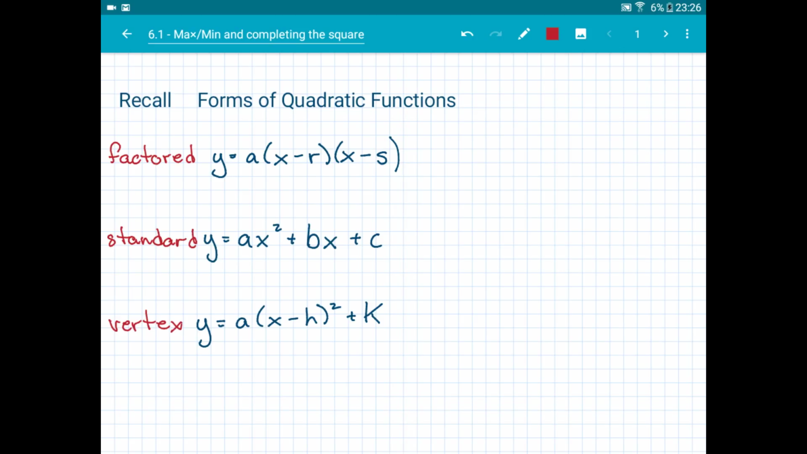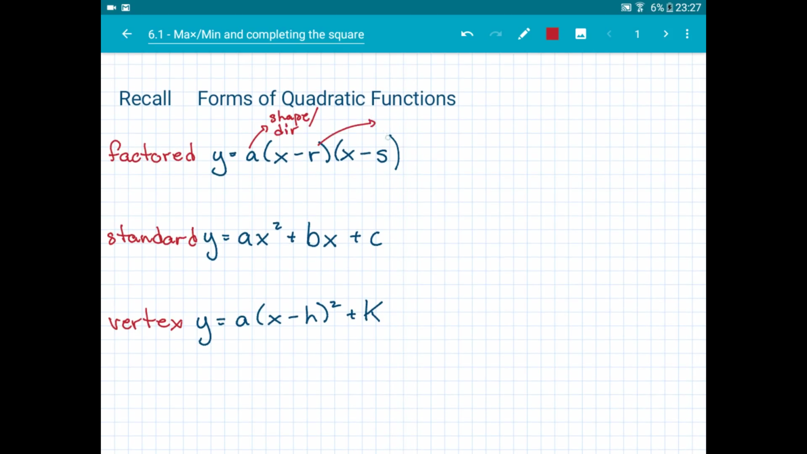And let's just run through what each of these tells you about the parabola. A in factored form tells you the shape, whether it's stretched or compressed, and the direction of opening. R and S tell you the x-intercepts. Now when we go down into standard form, the A tells you the same thing. In fact, in vertex form as well, all the A's tell you the same information. The C value here is going to tell us the y-intercept, and H and K together in vertex form will tell us the vertex for that parabola.